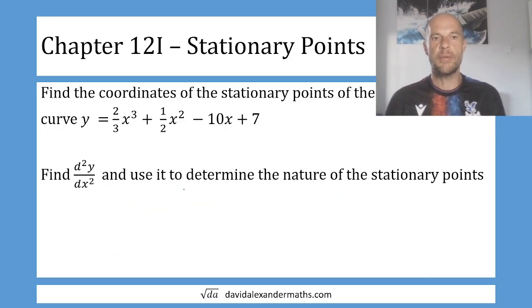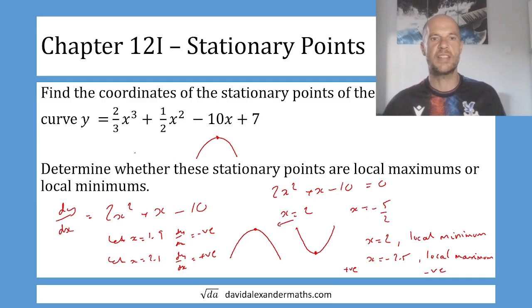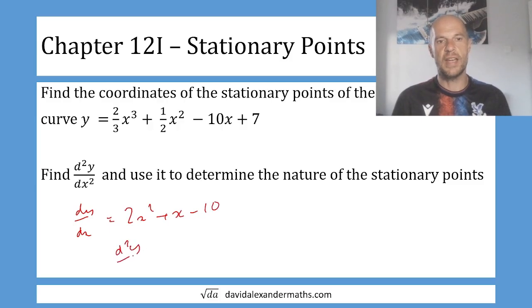Okay, so there's another way we can determine the nature of stationary points. So first of all, is this exactly the same one as we had before? Yes, it is. So dy by dx is 2x squared plus x minus 10. So now if I do d squared y by dx squared, that is going to be 4x plus 1.